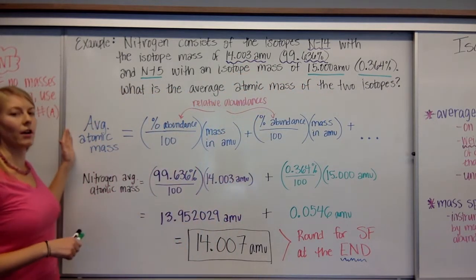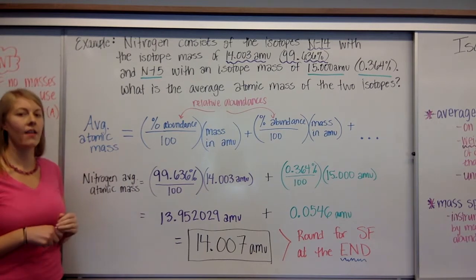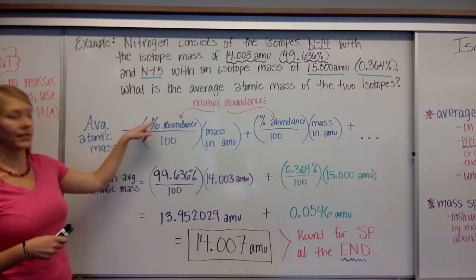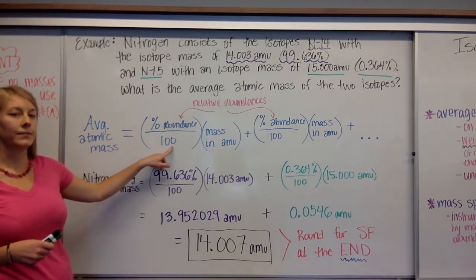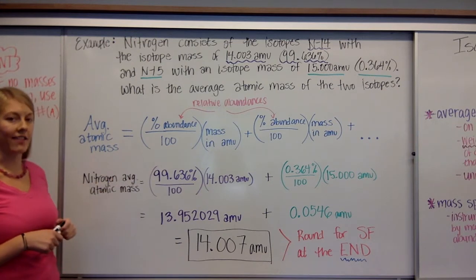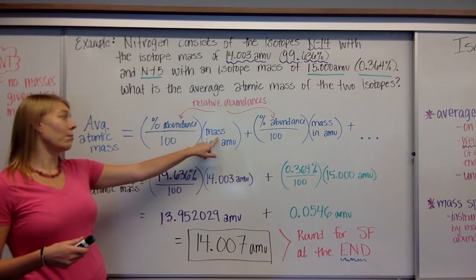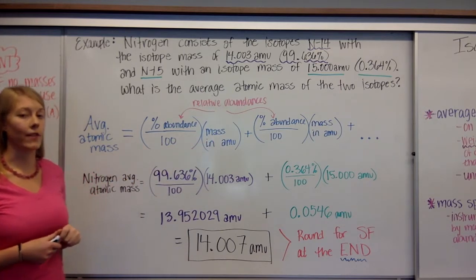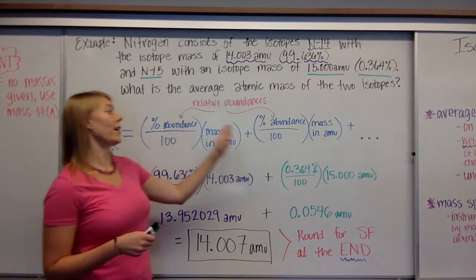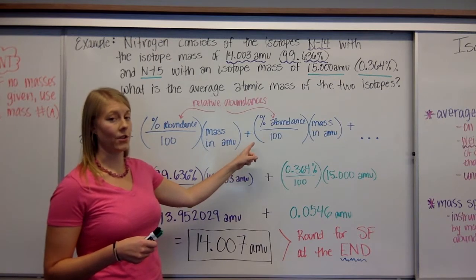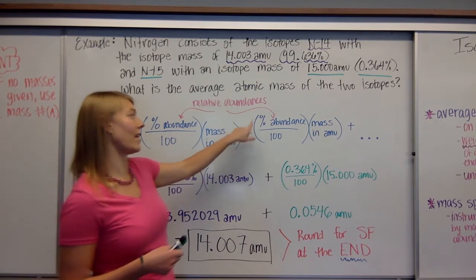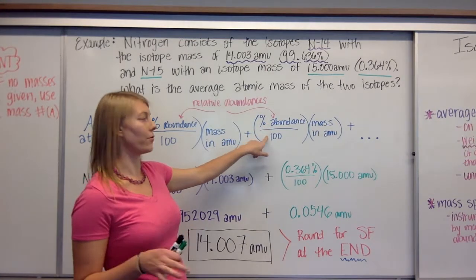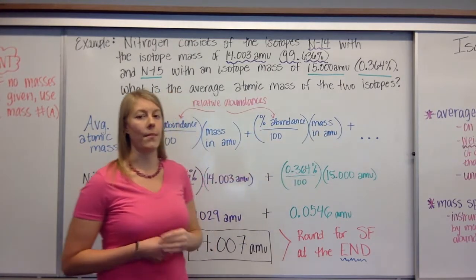Right? So now here's our formula for calculating the average atomic mass. We're going to take our relative abundance, which I've written here as percent abundance, divided by 100, right? And all that's doing is putting that into decimal form for us. We're then going to multiply that by the mass in AMU of that isotope. We're going to do that same thing for the next isotope, right? So we're going to add this to the next percent abundance, divided by 100, putting it in decimal form, multiplied by the mass in AMU.